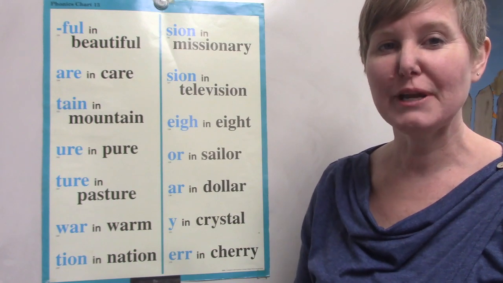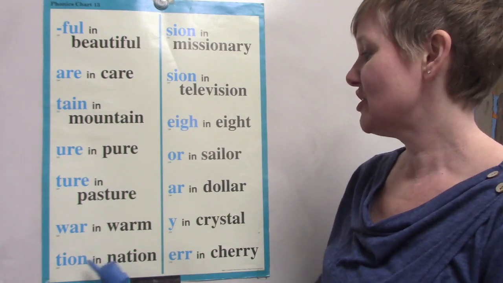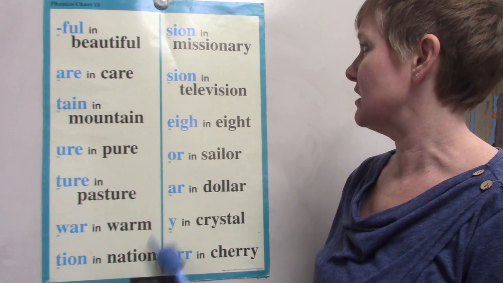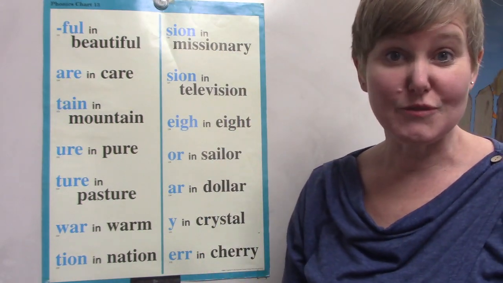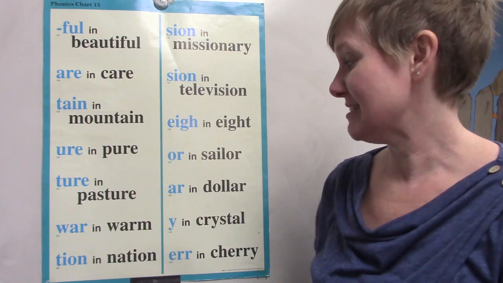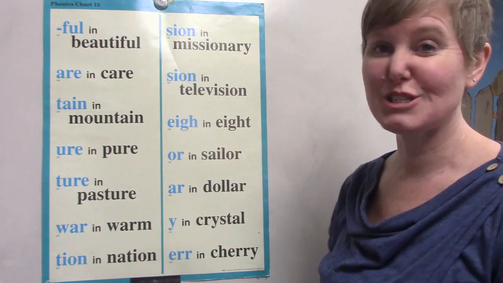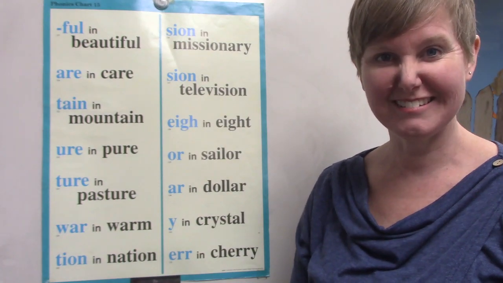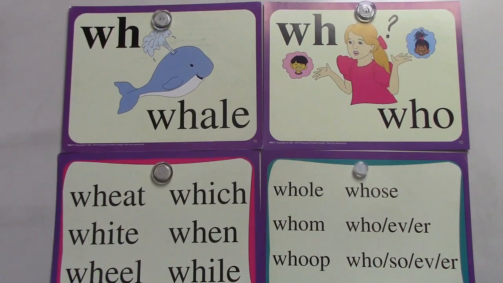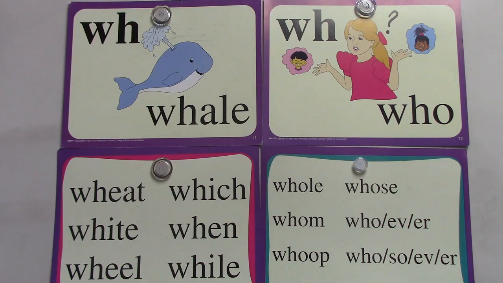differently? I want to look specifically at shun in nation and shun in missionary. They sound very similar. But one starts with a T and the other one starts with an S. But when we read them, we read them the same way. We're going to look at two different special sounds today, but they both have the same letters in them.